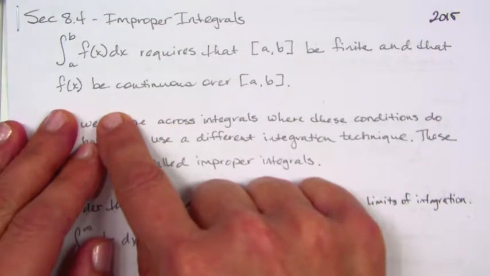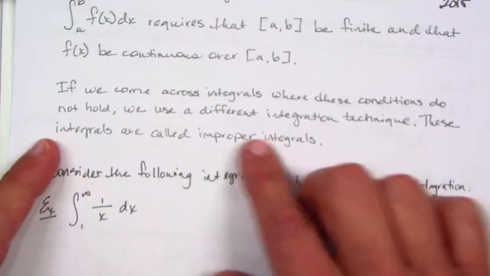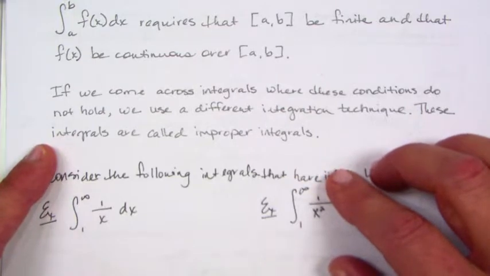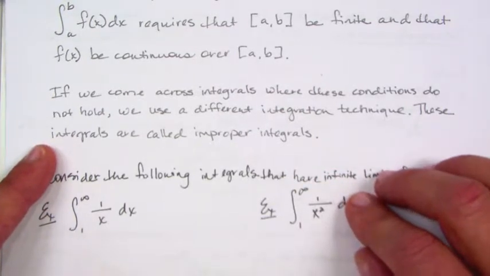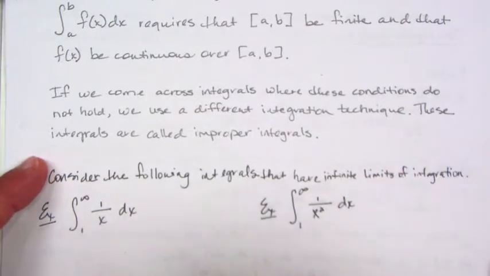In order to use the fundamental theorem, a and b have got to be finite, and f of x has to be continuous. If we come across integrals where these conditions do not hold, we use a different integration technique, and these integrals are called improper integrals. You can be asked to find the area between a curve and the x-axis as x is approaching infinity. How close is my curve going to get to the x-axis? Can I cut it off somewhere and find the area?